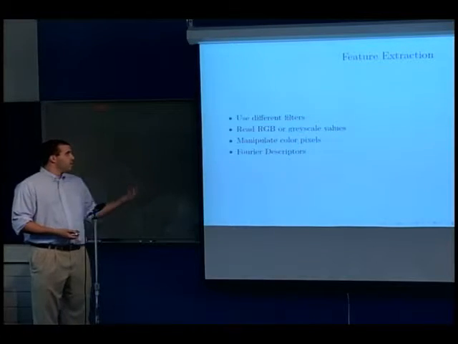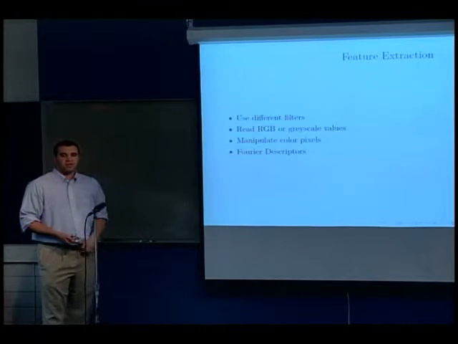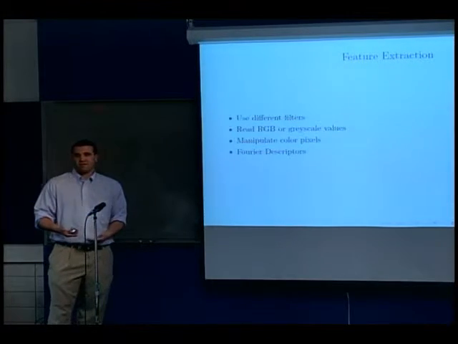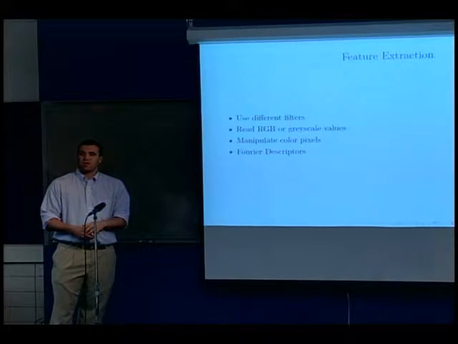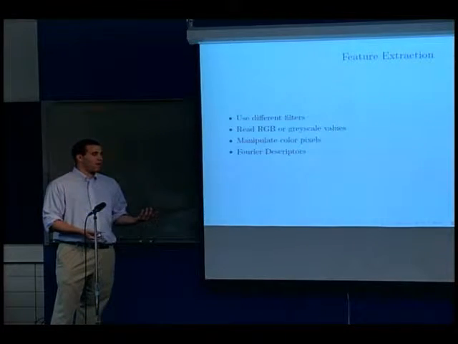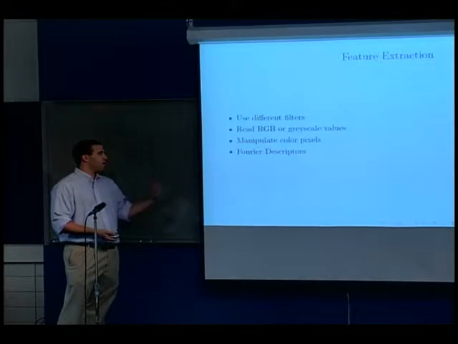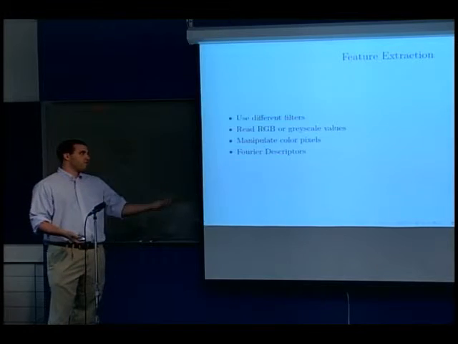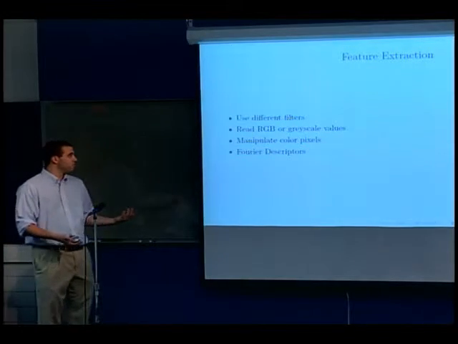Once you've done that, we can use different filters, Gabor filters, to produce some texture. You can do Gaussian, pretty much any filter you think of that you can run over an image, you can use to extract features. Now they may not be great features, but you can pull features that way. You can also just do straight RGB or grayscale values. You can also manipulate the color pixels in various ways, like luminance and stuff.